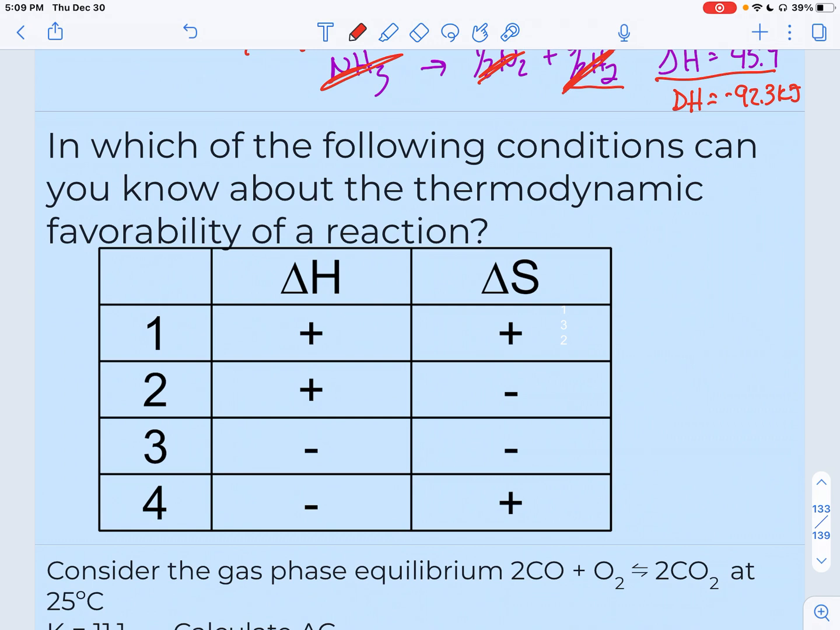So you can know about it in the second one and the fourth one. In the second one, you have a positive delta H, so that's unfavorable, and a negative delta S, also unfavorable. No matter what we do with temperature, it is going to be unfavorable. For number 4, they're both favorable, so no matter what we do with temperature, they are both favorable. For the other 2, it really will depend on the temperature.